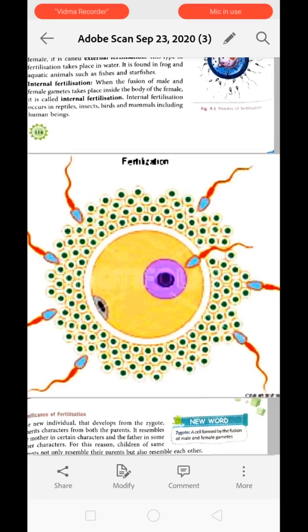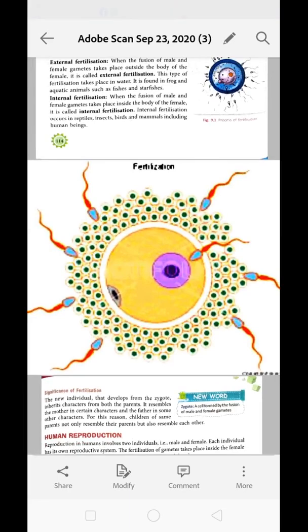Now, this is the structure of the ovum which is going to get fertilized. The ovum is a non-motile structure, whereas the sperm is a motile structure. The sperm comes towards the ovum to fertilize it.